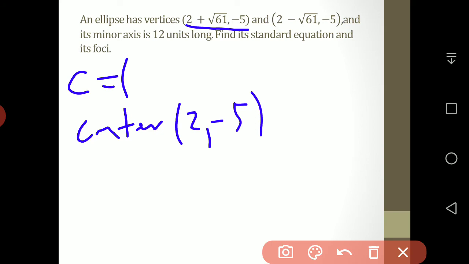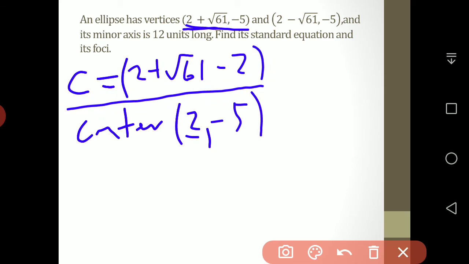Since we don't actually need to use the distance formula here, since they just lie on a horizontal line, just get the difference of these two. 2 plus square root of 61 minus 2, that will be the distance, and that will be enough for us to get C.